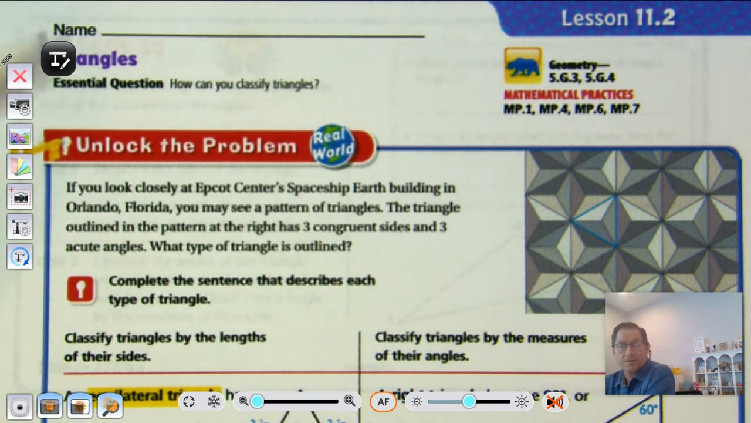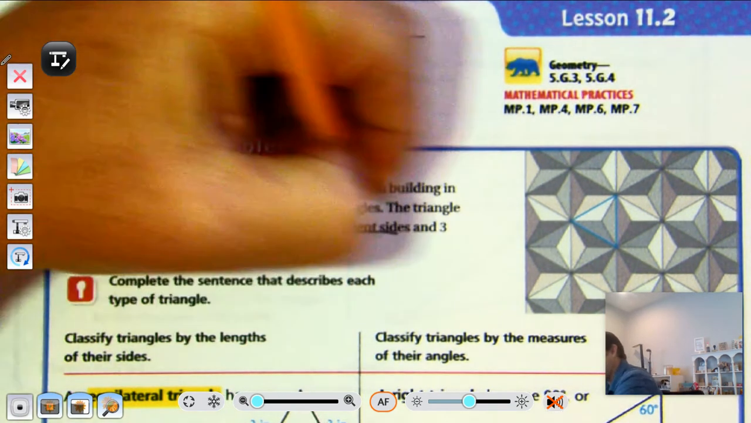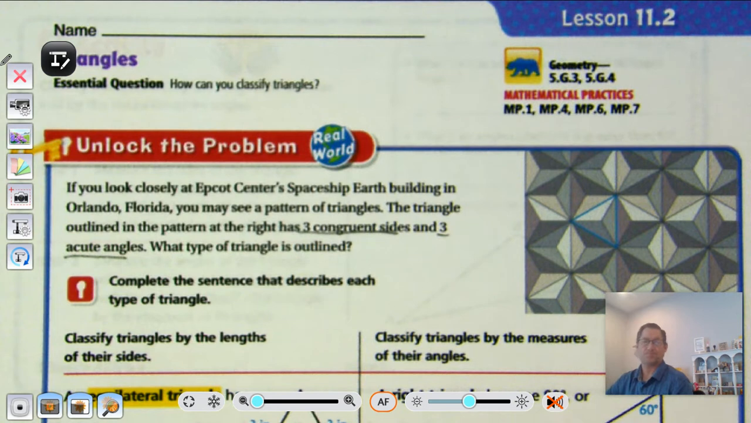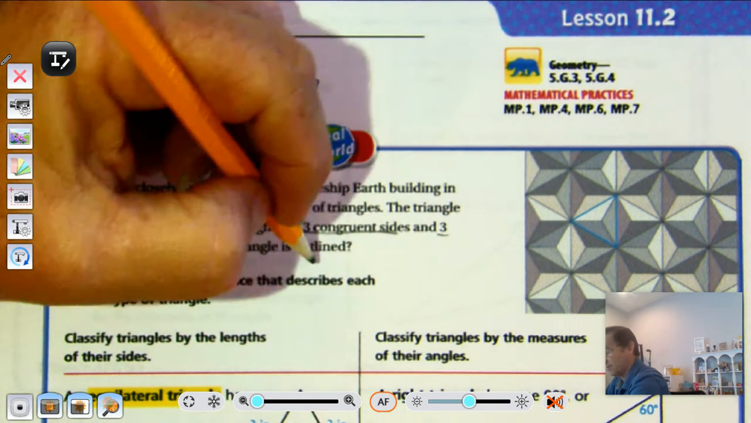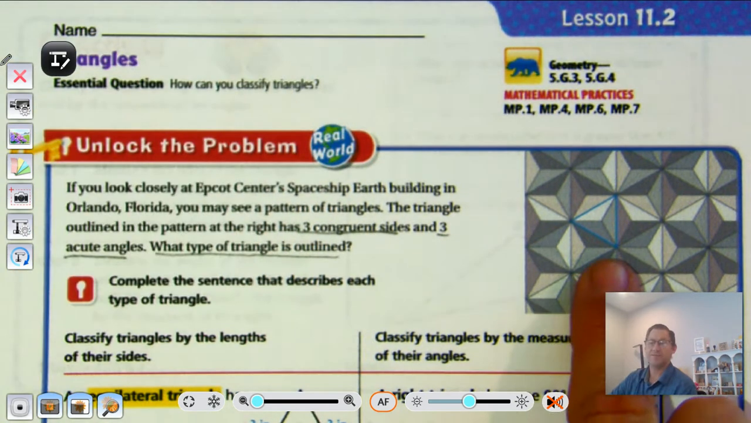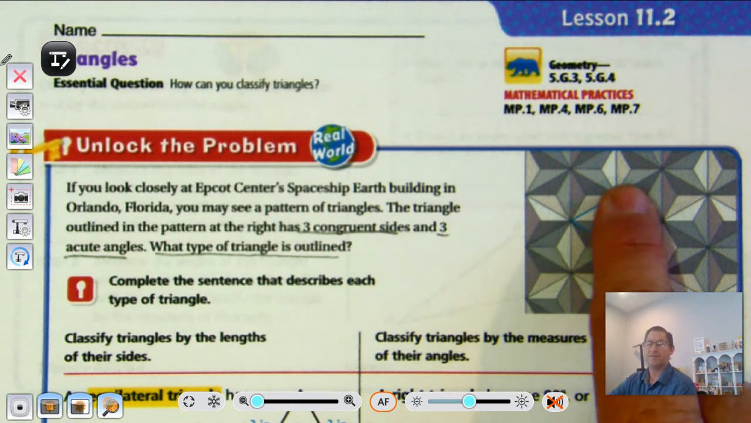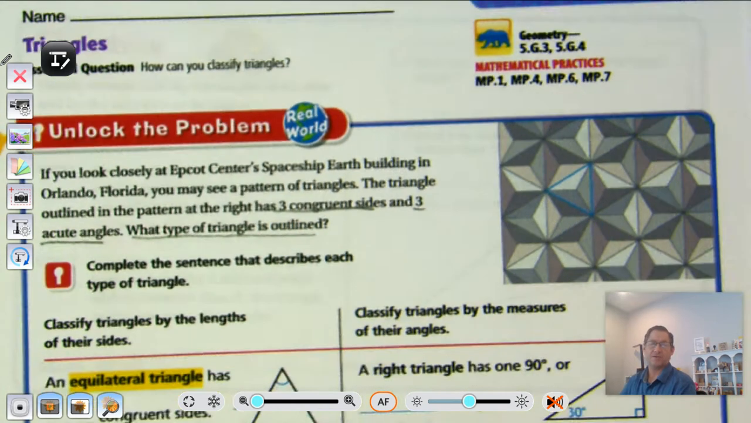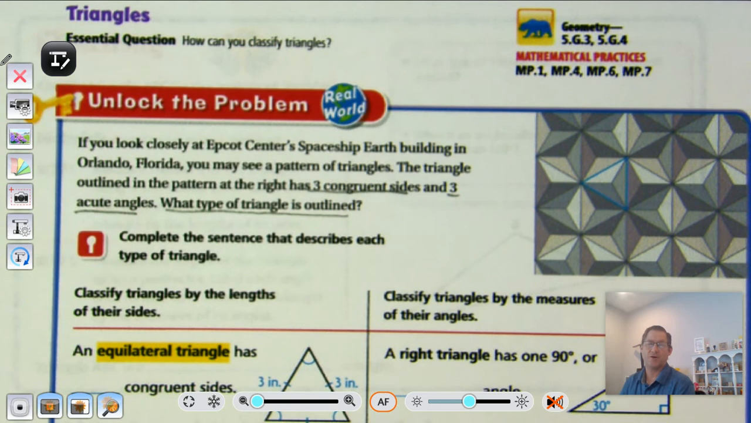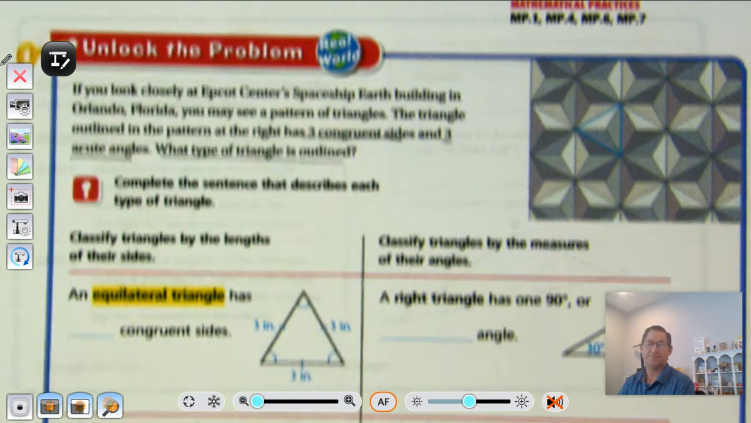So let's look at the Unlock the Problem. If you look closely at Epcot Center's Spaceship Earth building in Orlando, Florida, you may see a pattern of triangles. The triangle outlined in the pattern at the right has 3 congruent sides and 3 acute angles. What type of triangle is outlined? Okay, so we see the blue triangle outlined here.